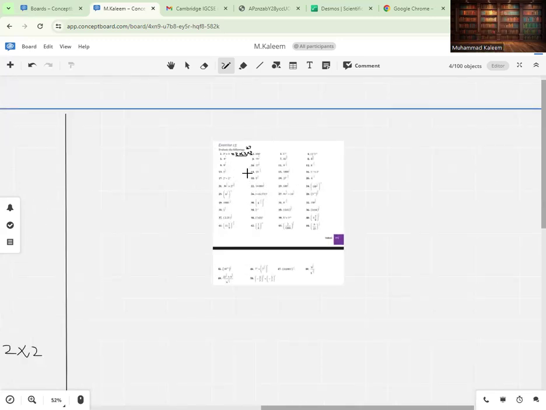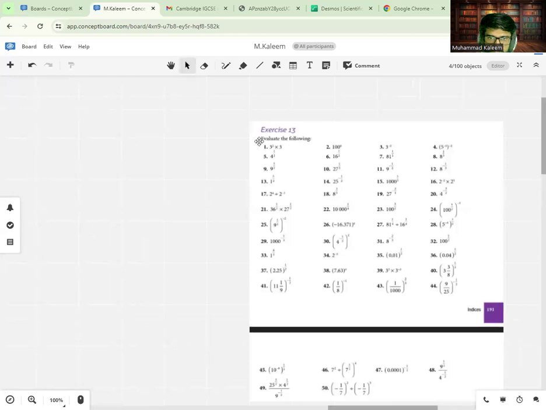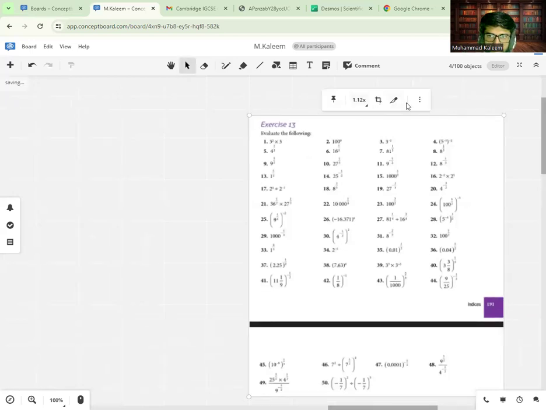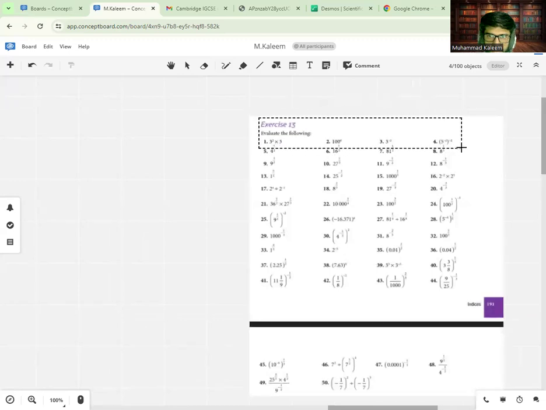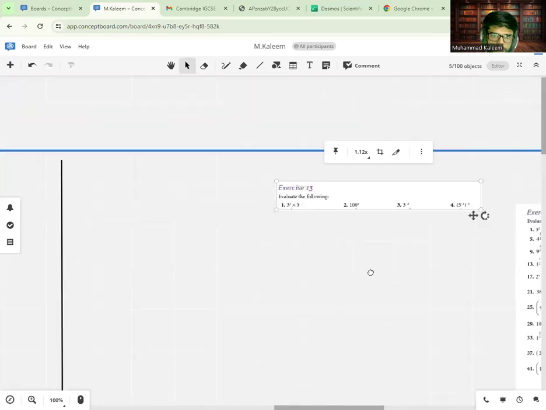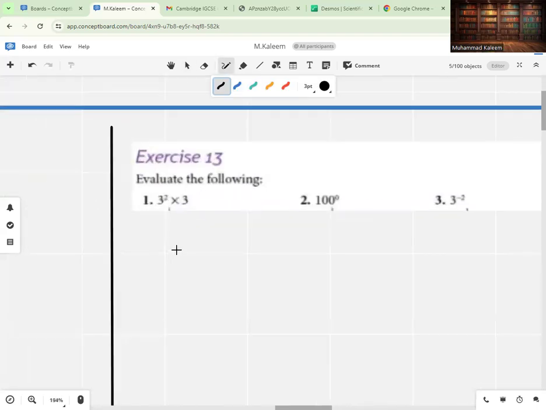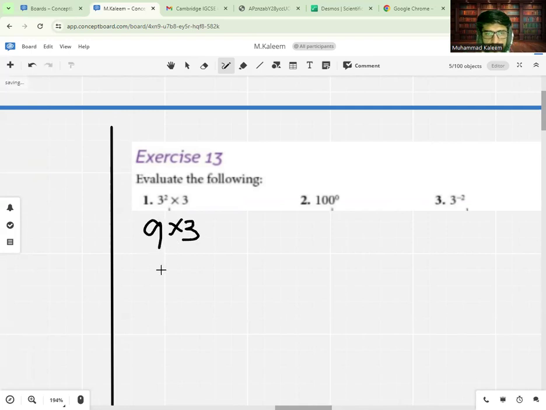Okay, let's solve it separately. Like here we have a question. This one, we have to solve: 3 raised power 2 means 3 times 3, or you can say that 3 raised power 2 means 9. You can also solve in this way. There are different ways to solve it. So 9 times 3 means 27. 27 will be considered as our answer.